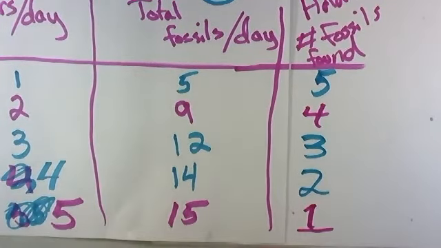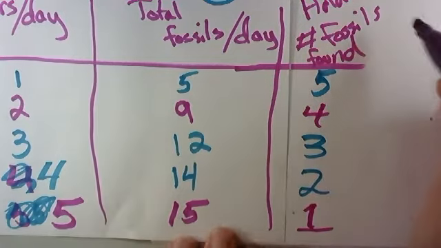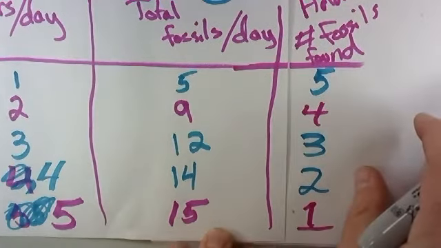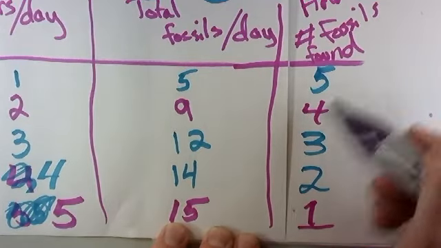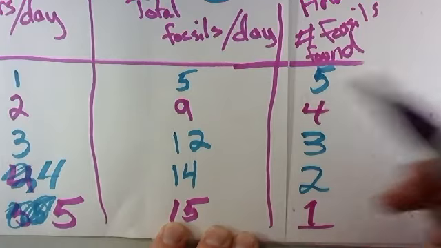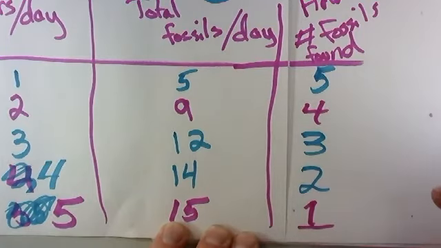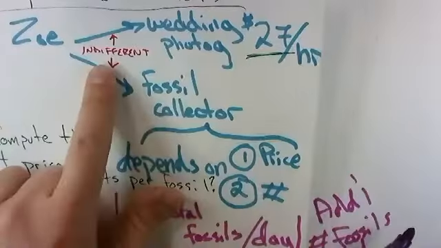Okay, so now that we have calculated the marginal, the incremental revenue, but really the incremental fossils that she'll find, we need to figure out what is the price of these fossils that would make Zoe better off out there collecting fossils, in terms of she'd make more money. Again, Zoe is completely indifferent between the two.